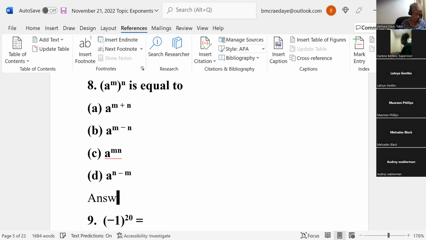A to the m power raised to the n is a to the m times n. Multiplication.